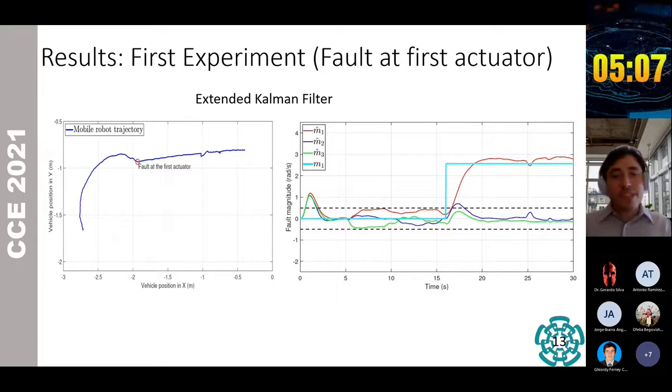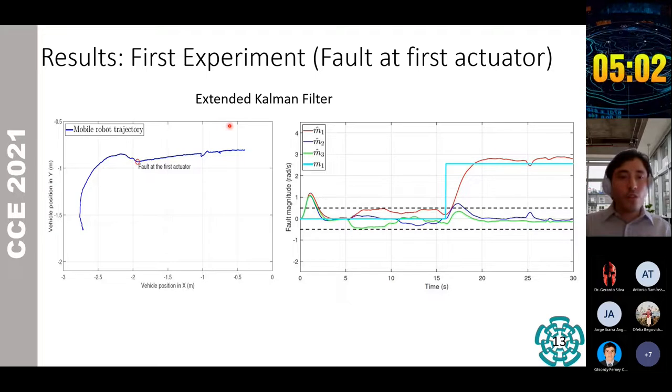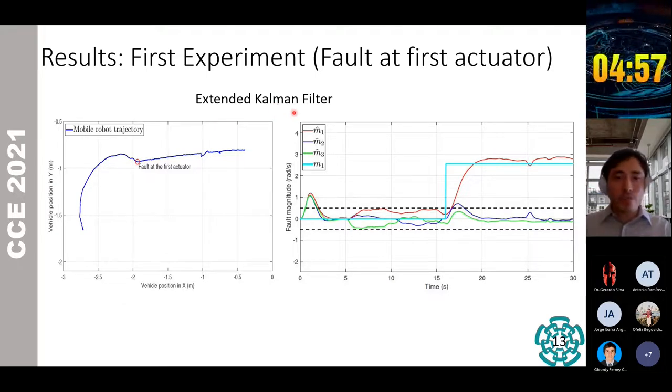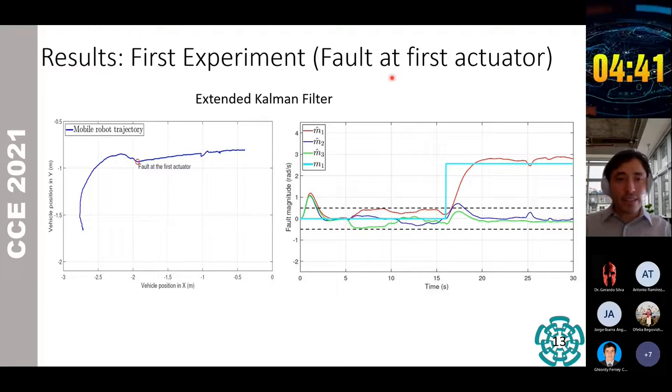So now the experiment results will be presented, where the experiments have been done with real data obtained from our mobile robot prototype. In the first experiment, only one fault has occurred, whereas in the other experiment, simultaneous or concurrent faults have occurred. In both experiments, an extended Kalman filter has been used as an observer, which has had a 30 milliseconds period.